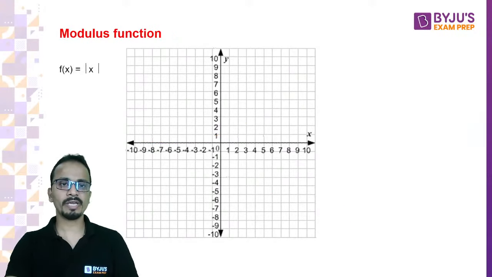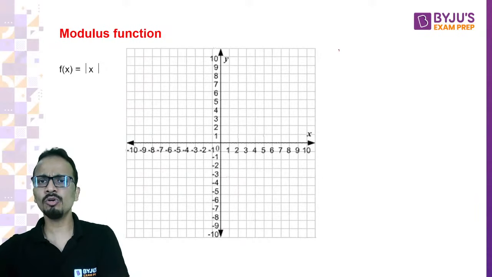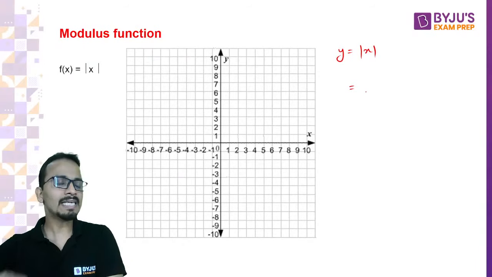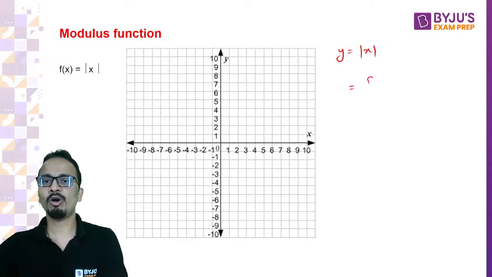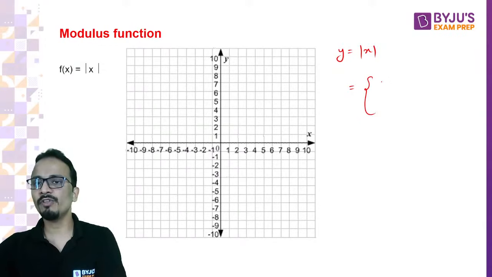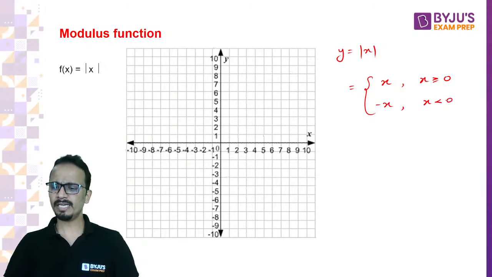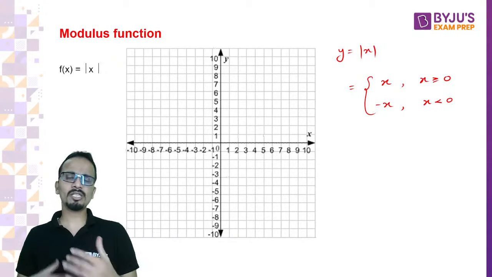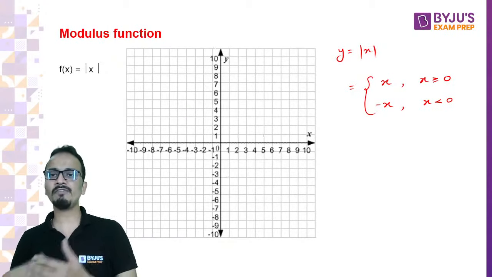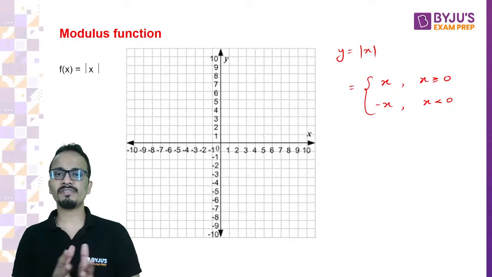All right. Now moving ahead and looking at the last function, the modulus function. So we have a function y equal to modulus x. Now let's understand the definition of the modulus function. The modulus function has a simple definition: it will be equal to x when x is greater than or equal to 0, but it will be equal to minus x when x is less than 0. Now what does the modulus function do? The modulus function will remove the negative sign and give you the final positive output.